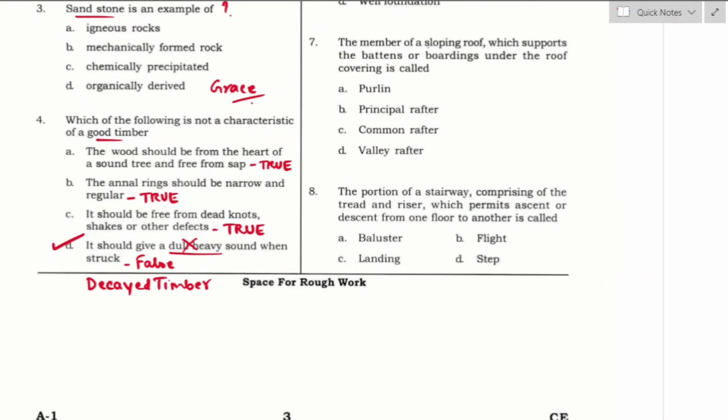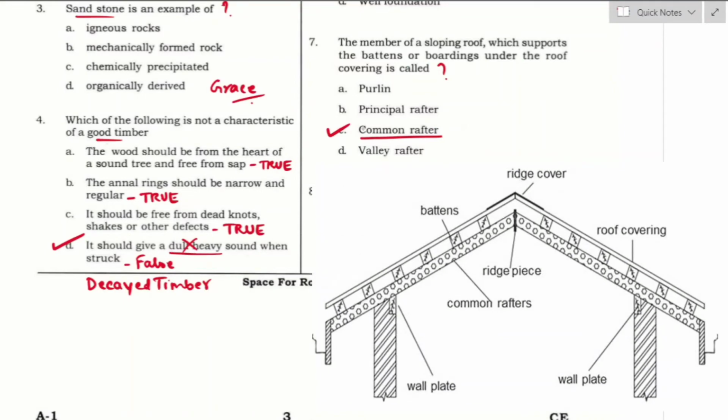Question number 7. The member of a sloping roof which supports the battens or boardings under the roof covering is called. So these types of members are called common rafters. Option C is the right answer. In the following figure you can observe the member of a sloping roof which supports the battens or boarding under the roof covering. These are the common rafters you can observe here in this picture.